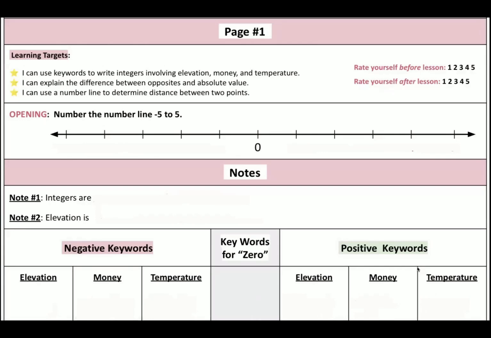Our opening says number the number line -5 to 5. So you can see in the middle of our number line, we have 0. To the right of 0 are our positive numbers, so we're just going to write 1, 2, 3, 4, 5. Make sure you're writing this down. And to the left of 0 are our negative numbers: -1, -2, -3, -4, -5. Notice how 1 and -1 are both one space from 0. 2 and -2 are two spaces from 0. We'll talk a little bit more about how that applies to opposites.